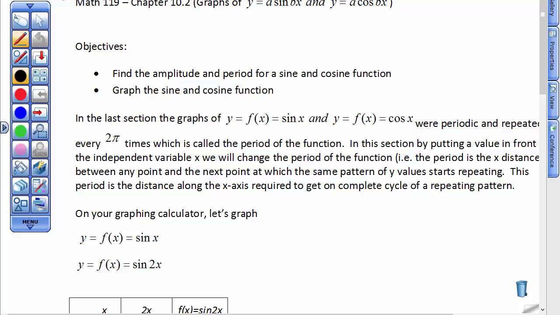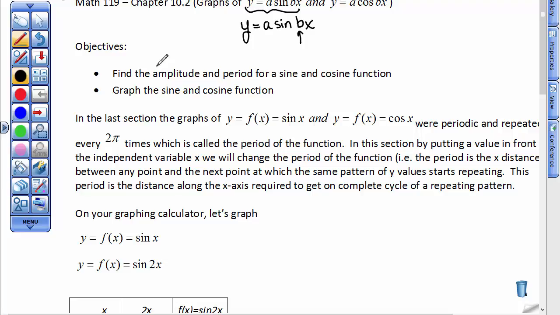Okay, let's study some more about the graphs of the trig functions sine and cosine. I hope you will notice on your worksheet that we are going to study the graphs of y equals a times the sine of bx today. So I'm going to be adding a coefficient in front of the variable x as we study this topic.